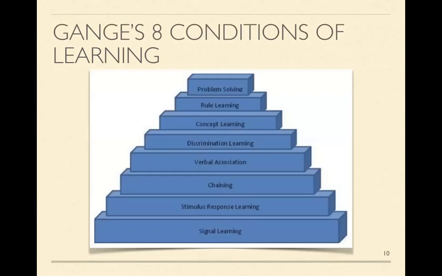So getting into human resources development, we're going to talk about Gagné's 8 conditions of learning from the bottom up. So signal learning would be the most simplistic or lower level, moving all the way up. So signal learning, stimulus response, chaining, verbal association, discrimination learning, concept learning, rule learning, and then problem solving. So let's look at these individually one by one.